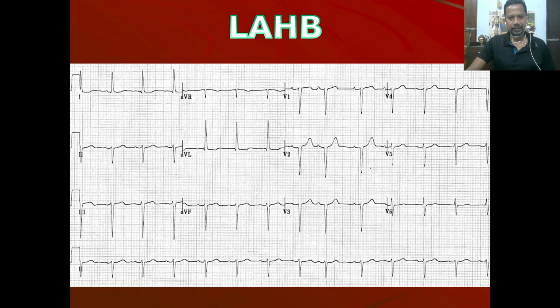So that is it. Again LAHB, so there is a left axis deviation. So tall R in lead 1, AVF, S wave deep, from 0 to minus 90. So there is a left axis deviation, deep S in lead 2, lead 3, deep S and LAD. So that's the criteria for LAHB, left anterior hemiblock.